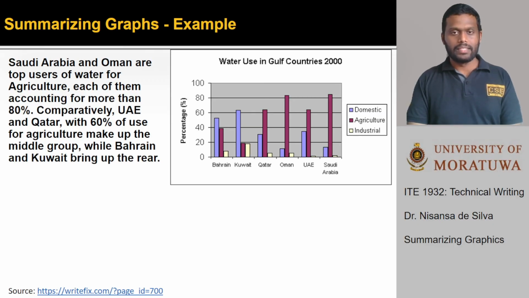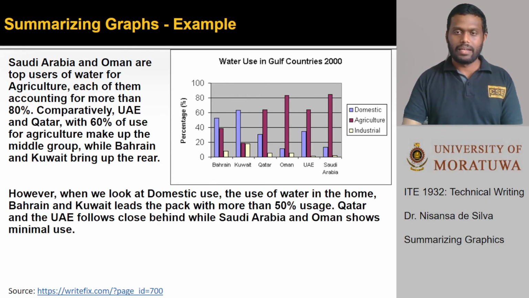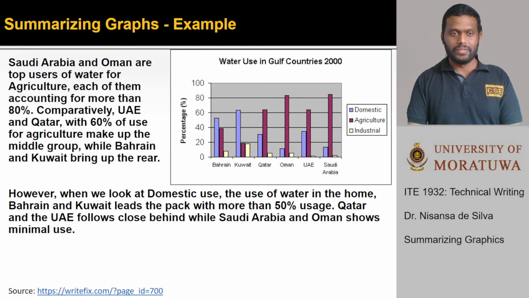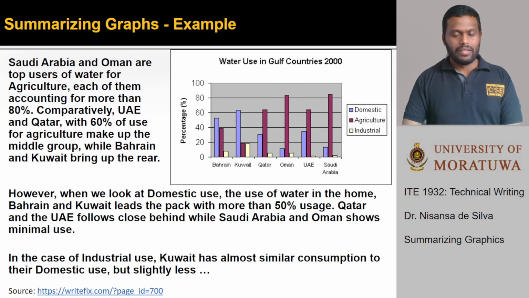So, we discussed agriculture. Next, in the second paragraph, we discuss domestic use. However, when we look at domestic use, the use of water in the home, Bahrain and Kuwait lead the pack with more than 50% usage. Qatar and UAE follow close behind, while Saudi Arabia and Oman show minimal use.